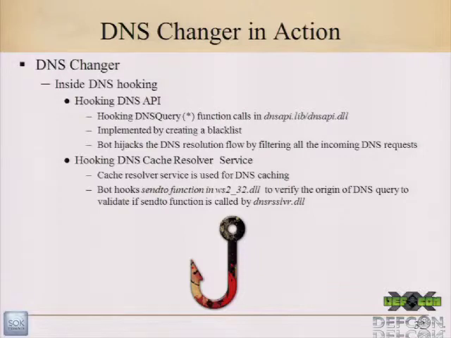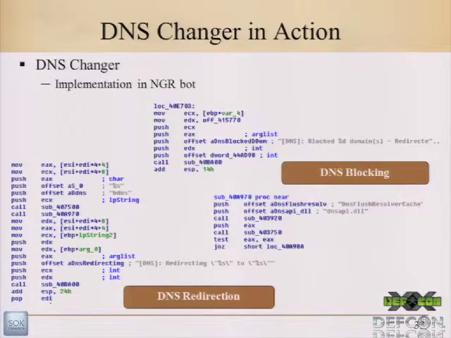Another way of doing the hooking is you can exploit the DNS cache resolver service and try to check whether the sendto function has been hooked or not. These two things were even implemented by the Conficker virus too, but it's still going fine. The latest breed of botnets are also using it. And how they are doing it, let's take a look.